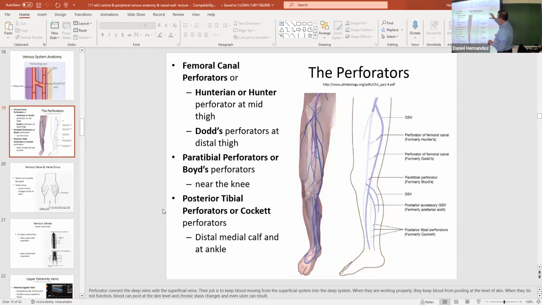So this is going from superior or in the thigh, working your way distally towards the calf and the ankle. So you have the femoral canal perforators. They're also referred to as the Hunterian perforators. These are located around mid-thigh. The Dodds, working your way down, are located around the distal thigh. The paratibial or the Boyd's perforators are around the level of the knee. And then down in the calf, you have the Cockett or posterior tibial perforators.